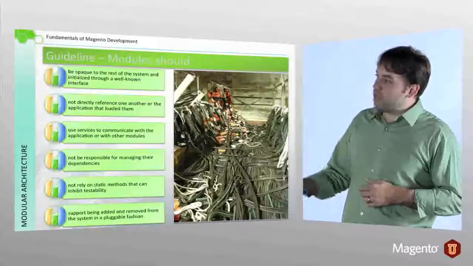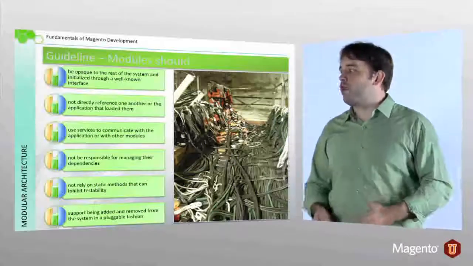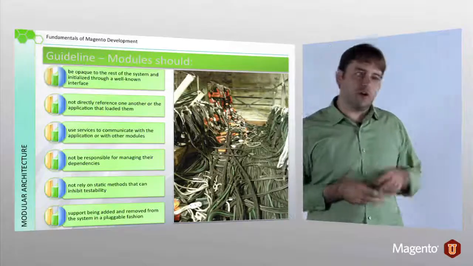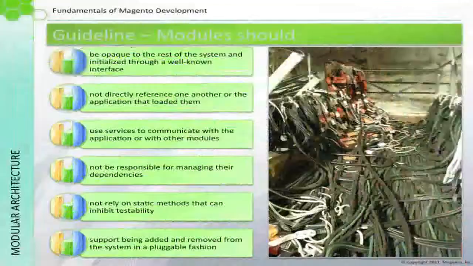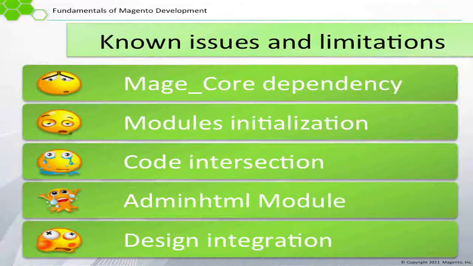And I guess this last one is a big one. Modules should support being added and removed from the system in a pluggable fashion. This to quite a degree exists in Magento. There are a couple of pitfalls. We'll be looking at an example of this when we get into attributes and database. But in general, you should be able to activate, deactivate, and entirely remove a module with very minimal effect on the system. So now that we've set the guidelines, let's talk about how Magento doesn't always follow these guidelines.